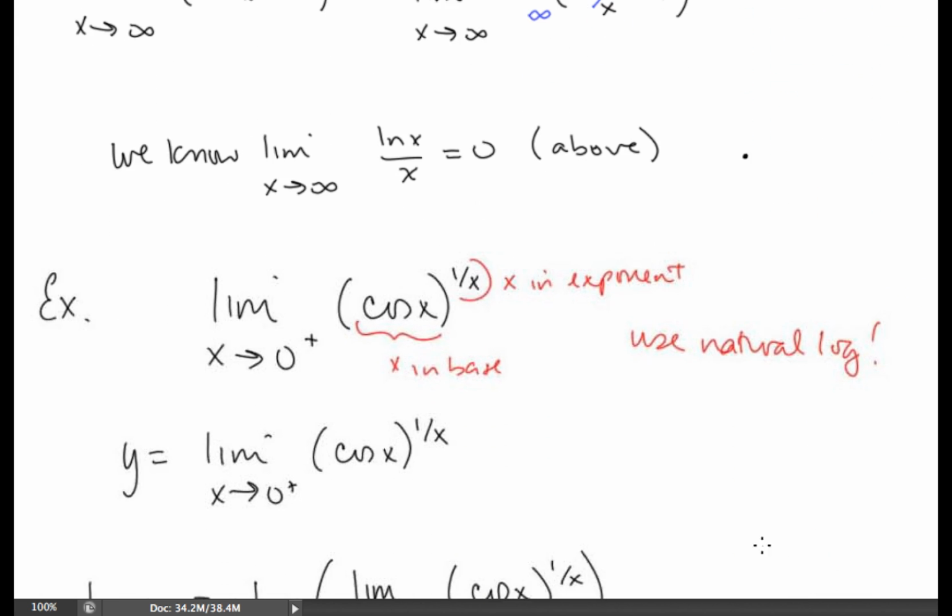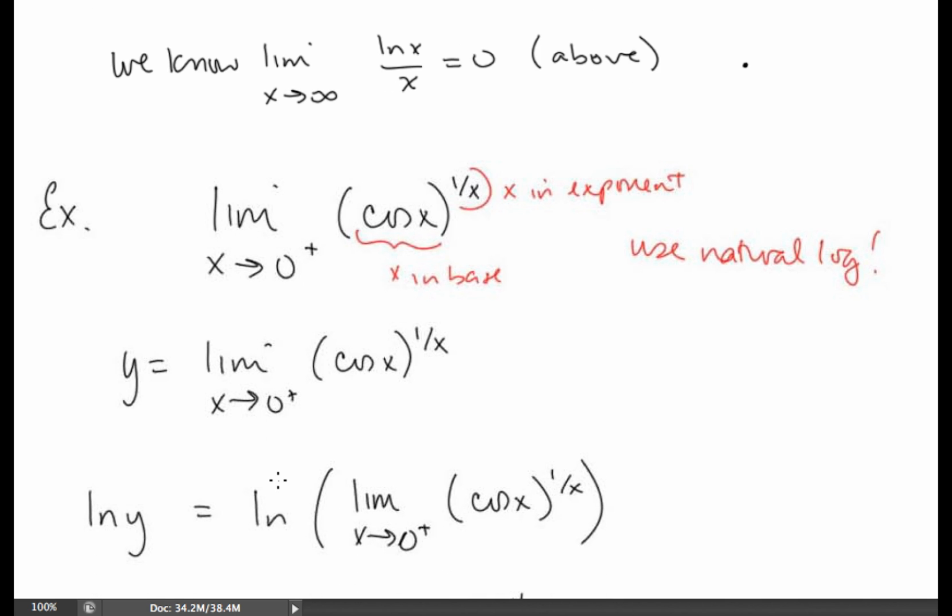Here we have limit as x goes to 0 from the right, cosine x to the 1 over x. Now, I've mentioned in previous lessons that whenever we see the variable in the base and also in the exponent, we're going to want to use natural logs to deal with that. So that is definitely what we want to do here. We want to let y equal this limit and then take the natural log of both sides. I want to point out, though, that the type of indeterminate form we're looking at is 1 to the infinity, because as x goes to 0 from the right, cosine x goes to 1. And 1 over x goes to infinity. So this is a 1 to the infinity indeterminate form.